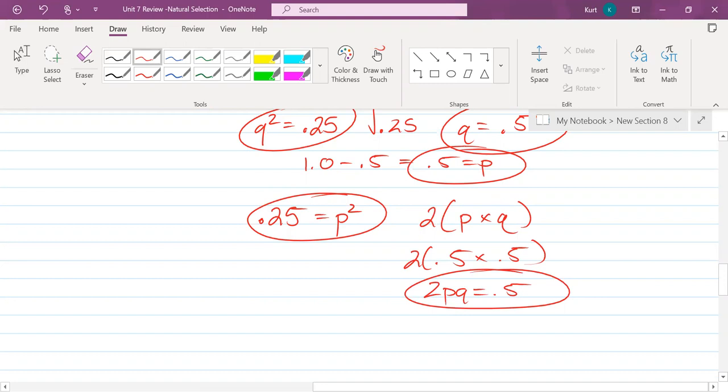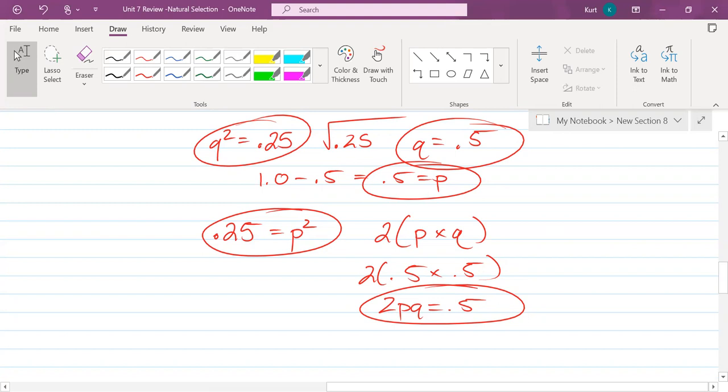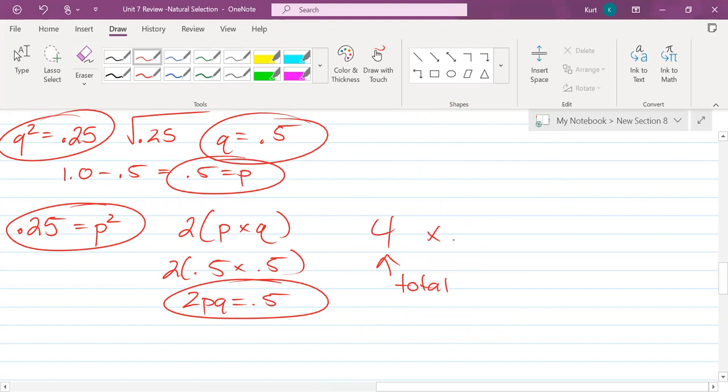But what if I were to ask you, okay, you have four individuals. How many of them have blue eyes? Well, we have our four, which is our total, times the percentage or the frequency. And I know you can probably do this one in your head. Well, what's 25% of four? One. That's how you figure it out.